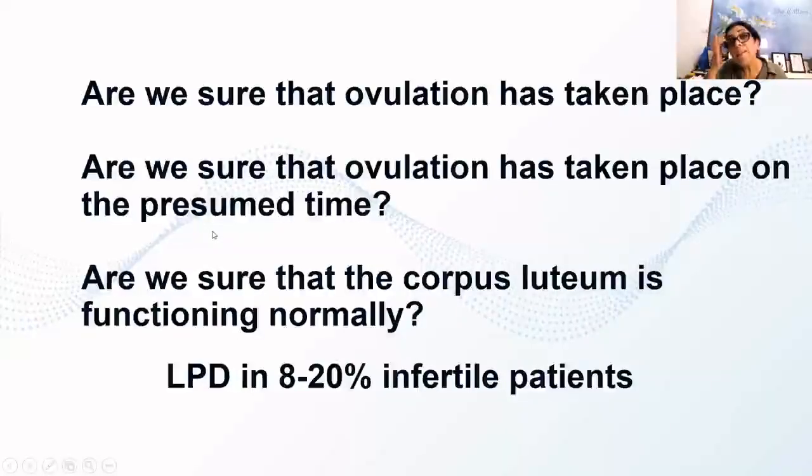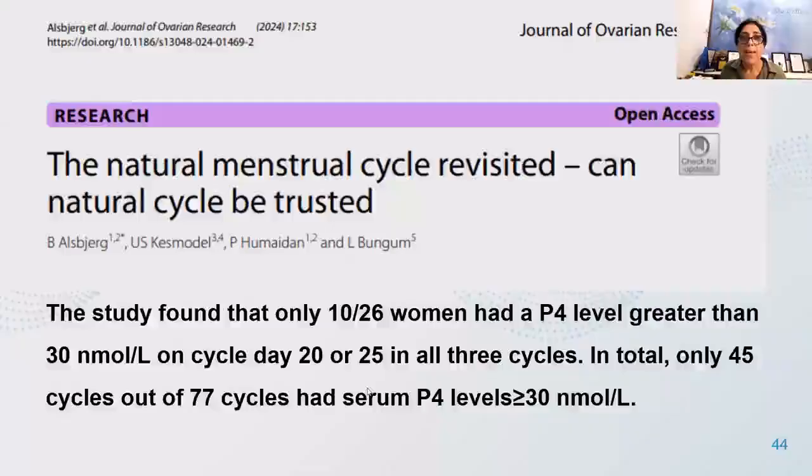And then lastly, once the corpus luteum is formed, are we sure that the corpus luteum is functioning normally also? Because we know that there is this figure which has been ingrained in us. We have studied this figure so many times that there is a luteal phase defect in around 18 to 20% of the infertile patients. And this was again very nicely proven in 2024, in an article, The Natural Menstrual Cycle Revisited. Can we trust our natural cycle?